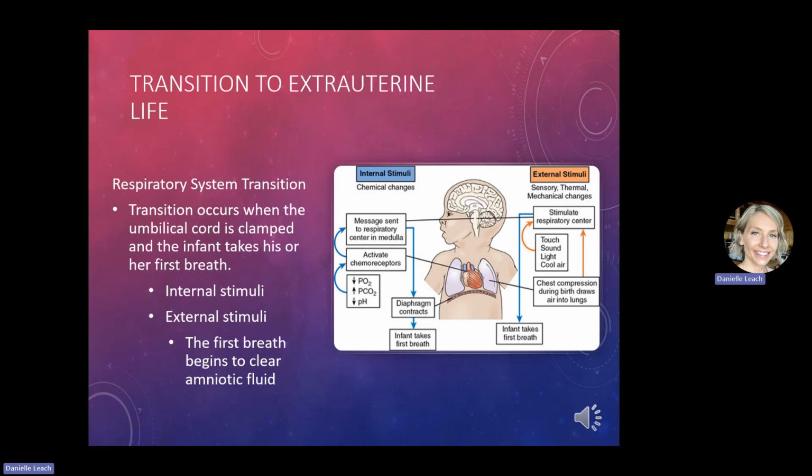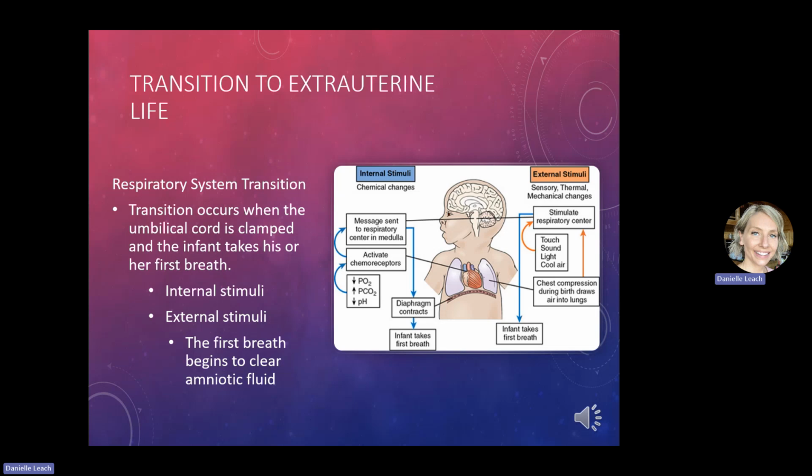There's also external stimuli. So these are things like being touched by someone for the first time, like the obstetrician touching the baby, helping pull it out. Other stimuli such as sound. The baby can hear things in the womb, but now they're out and it's going to be very loud. Light, and cold air. So all of these external stimuli are going to also activate some receptors that are going to stimulate the respiratory center in the brain to make the infant take their first breath.